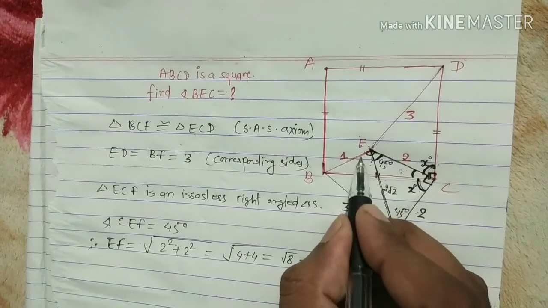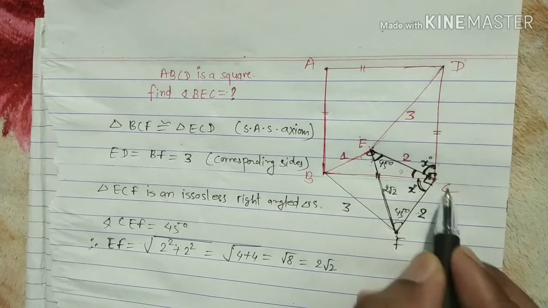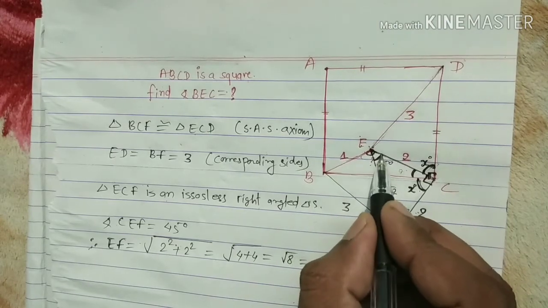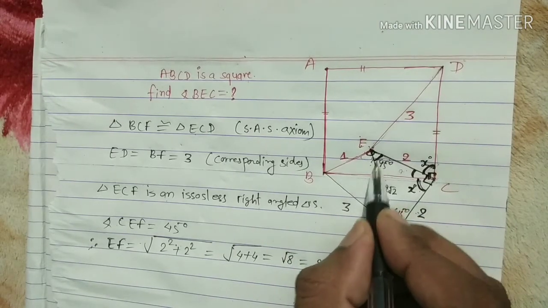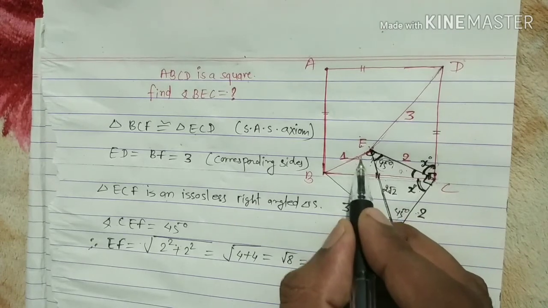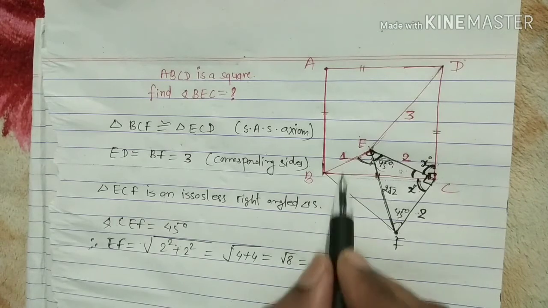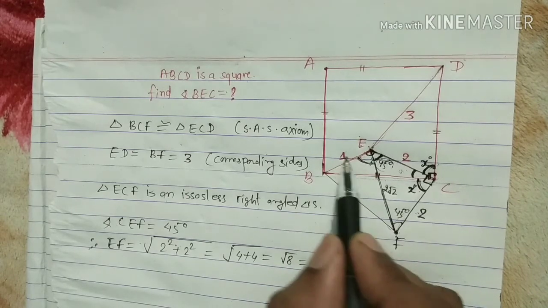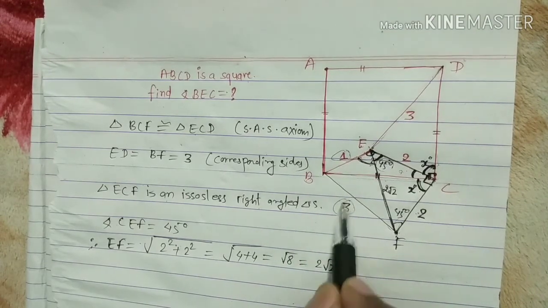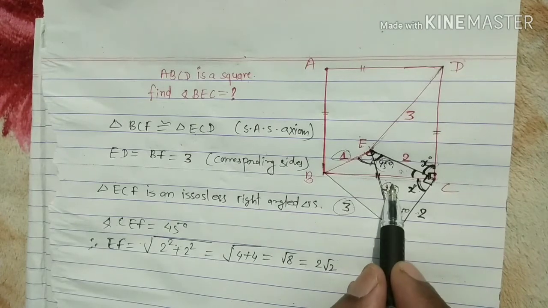Now we have to calculate this angle to find the whole angle BEC, because this other angle we have already calculated before, it is 45 degrees. Now we have to calculate this angle. If we see triangle BEF, all its sides are known here. This one is 1, this is 3, and this one is 2 root 2.